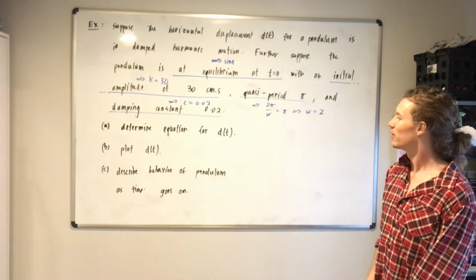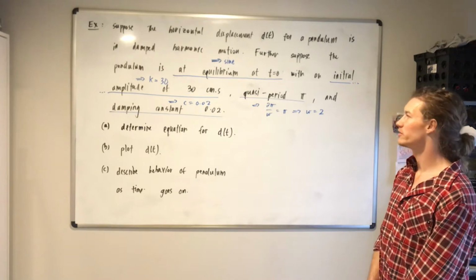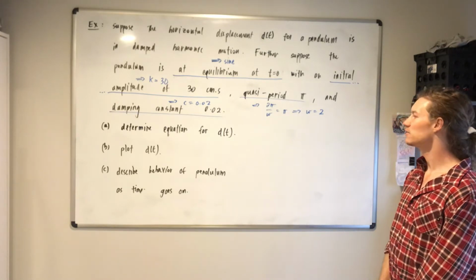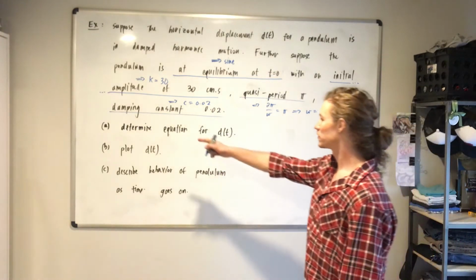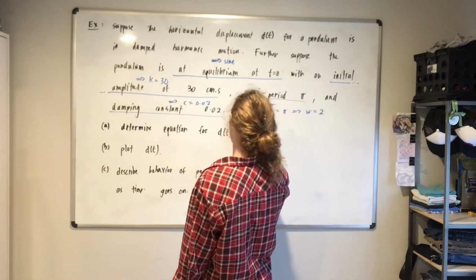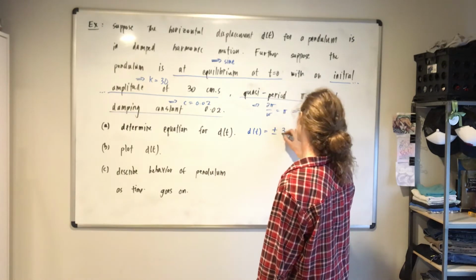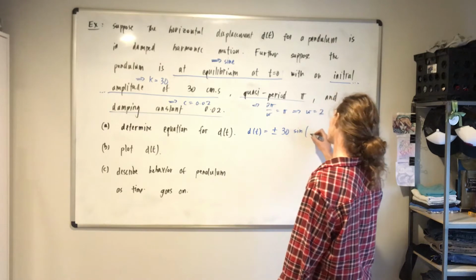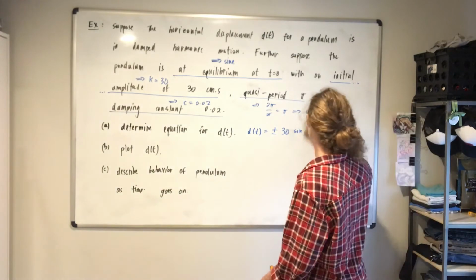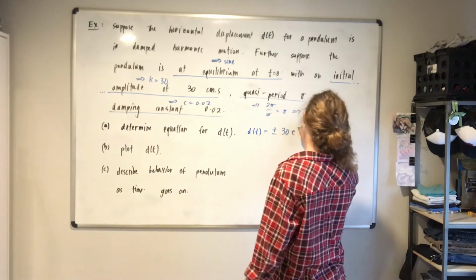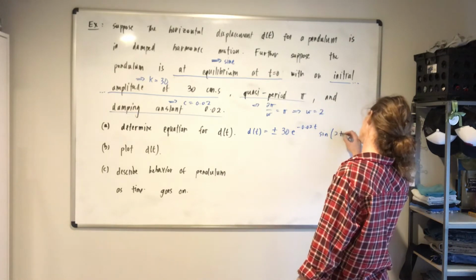So note that our equation for d of t is not totally determined because we don't know if we're increasing or decreasing or moving to the left or the right at t equals 0. So really we have a little bit of ambiguity here that we can work with. So determine an equation for d of t. Well, both the equation, the positive or negative of the expression 30 times the sine of 2t, oops, excuse me, that's incorrect, but rather plus or minus 30 times e to the negative 0.02t times the sine of 2t.